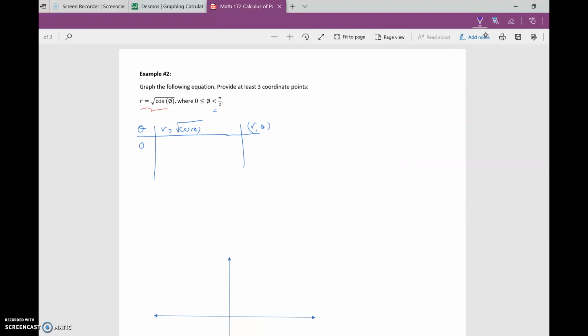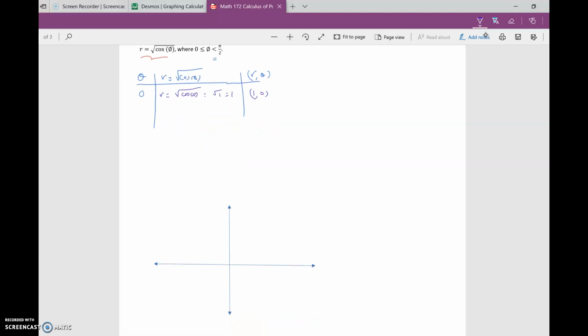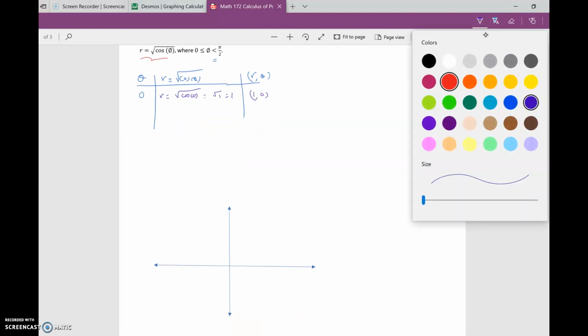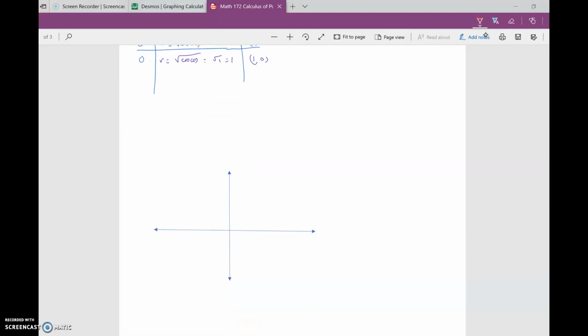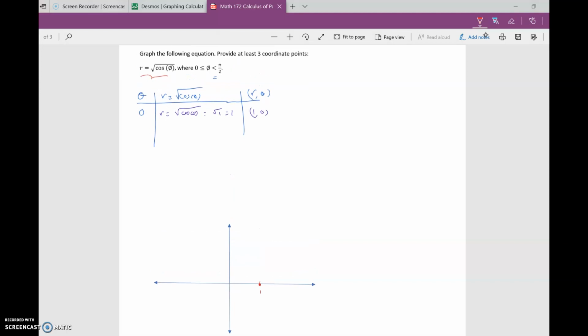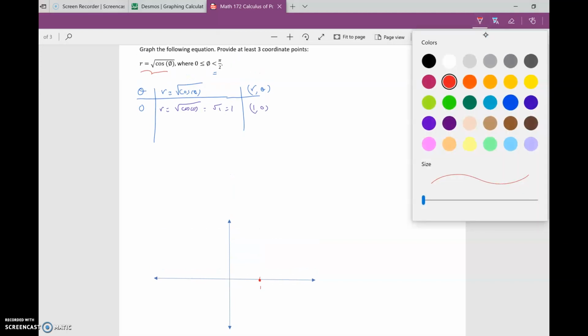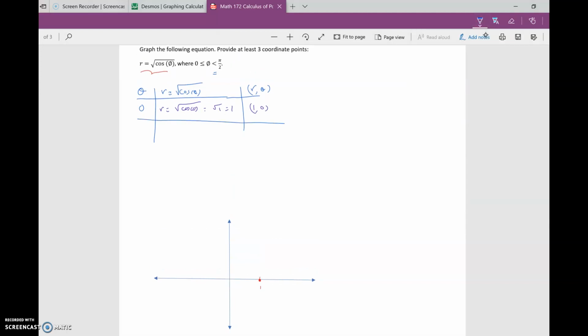Evaluating this one, you're going to get that r is equal to the square root of the cosine of 0. So technically square root of 1, or 1 comma 0. So let me put in this coordinate point. It's going to be somewhere over here. That's going to be the first one. And then, we're not going to get an exact value though, so let me just select pi over 4.